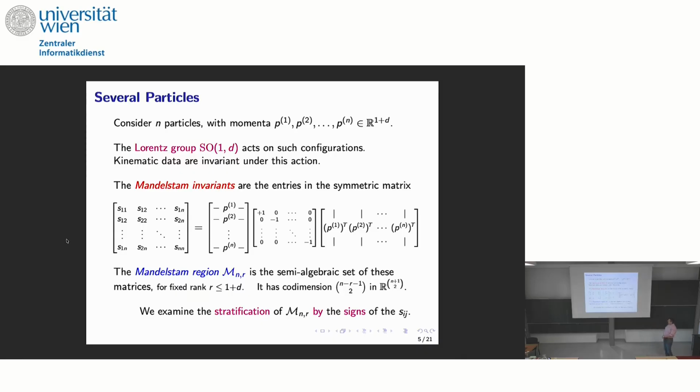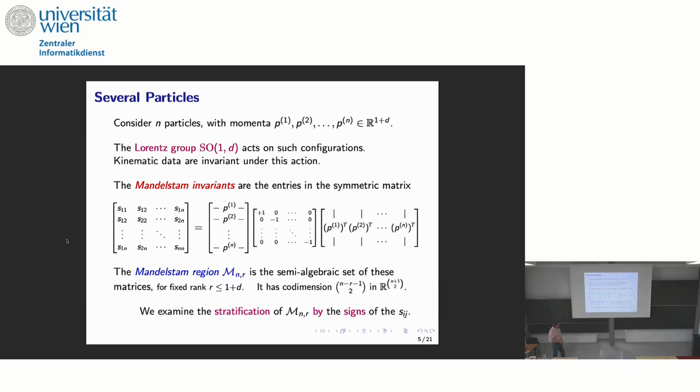Now, this is going to be a semi-algebraic set, and the codimension of the semi-algebraic set is the same as the codimension of its Zariski closure, the variety. And this codimension is n minus r minus 1 choose 2. And this takes place in the ambient space of symmetric matrices, which has dimension n plus 1 choose 2.